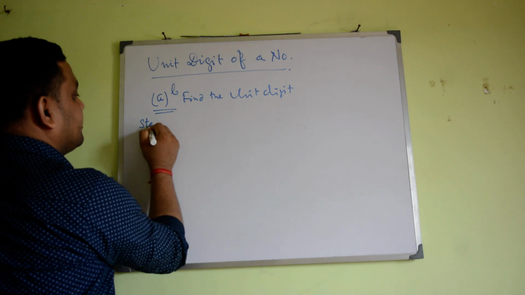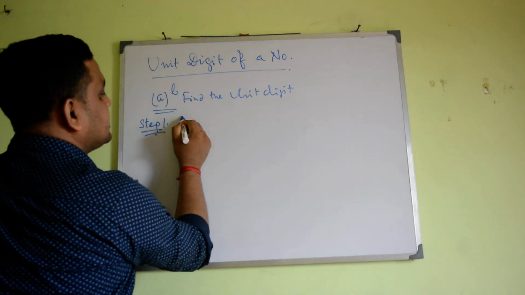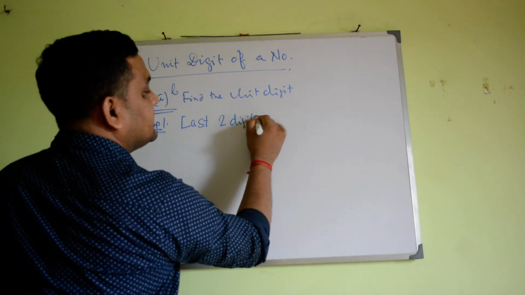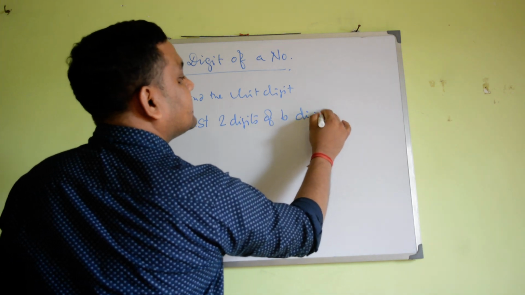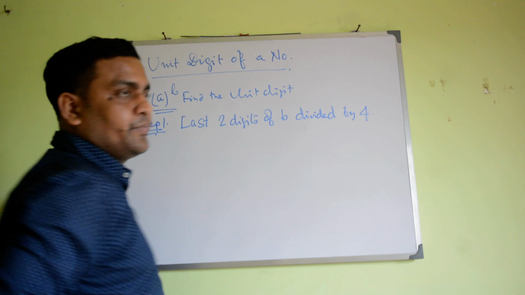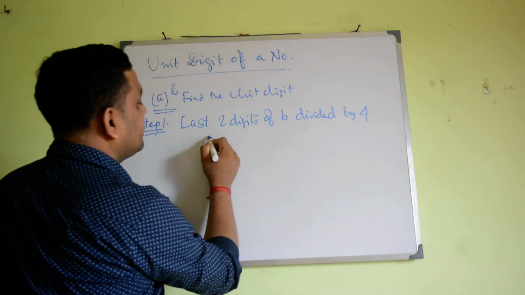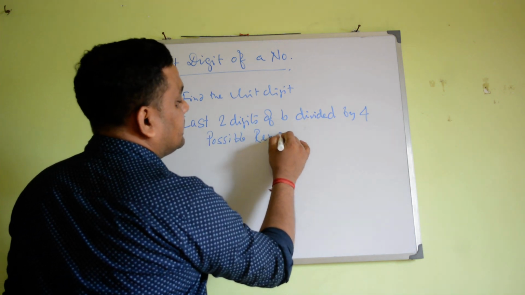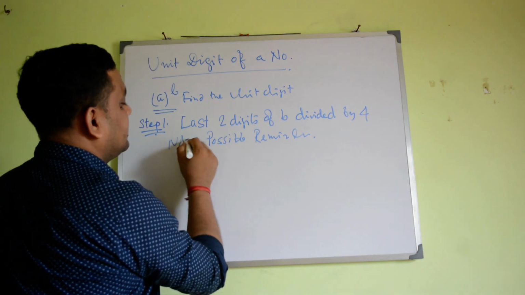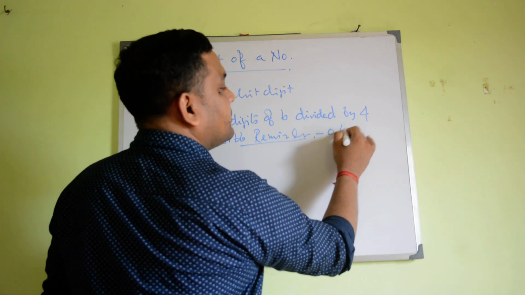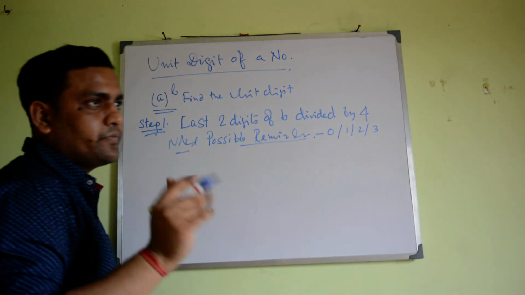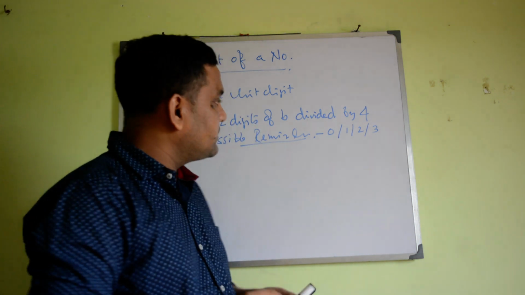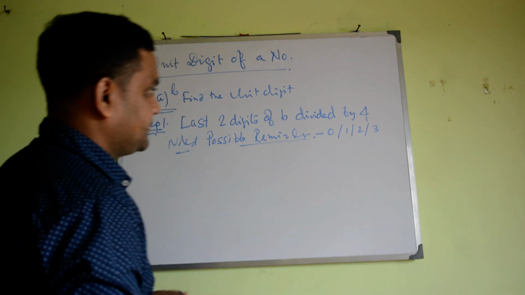The process, step 1: take the last two digits of b and divide by 4, and note the possible remainder. What will the possible remainder be? It may be 0, 1, 2 or 3, because when you divide a number by 4, the possible remainders are 0, 1, 2, 3.